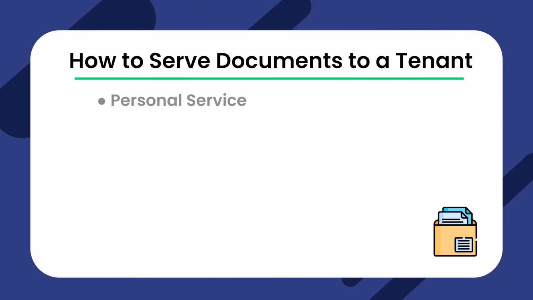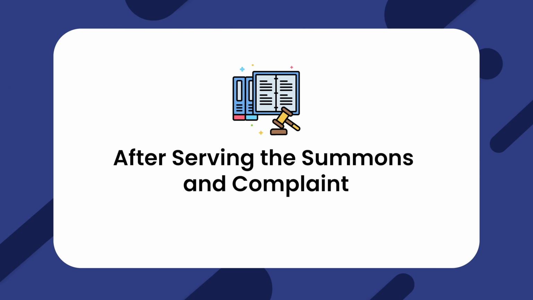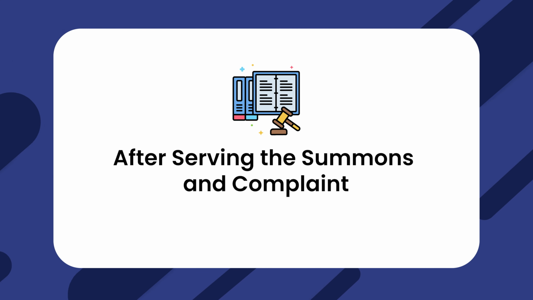3 days shouldn't be extended. There are several methods available: personal service, substituted service, mailing, and posting. After serving the summons and complaint, the tenant has at least 7 to 11 days before the eviction hearing to prepare. Timeline. The court order must be served to the tenant within 3 days of issuance from the court.